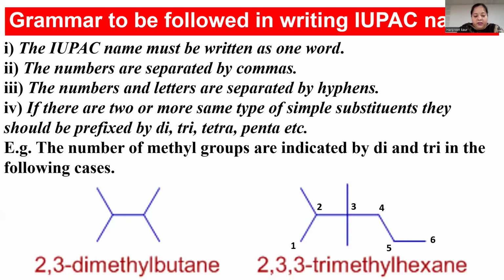In between 2 and 3 is comma. In between 3 and D, there is hyphen. Comma and hyphen, they cannot be replaced here. Number and number separated by comma, and number and alphabet separated by hyphen. And if there are two or more same type of simple substituents, they should be prefixed as di, tri, tetra, etc. As in this case, the number of methyl groups is represented as dimethyl in the first case, trimethyl in the second case.